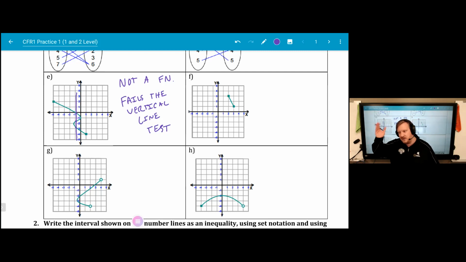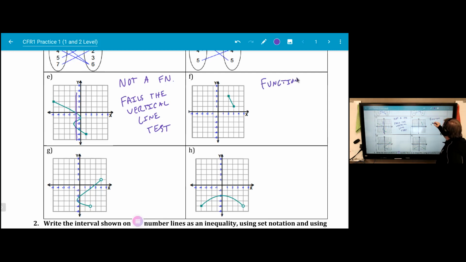With graphs, it's really nice because you just apply the vertical line test. If you draw any vertical line and it hits more than one time, it's not a function. If it only hits one time, it is a function. Looking at F right here, there's no vertical line I can draw that will hit more than one time. So this is a function.